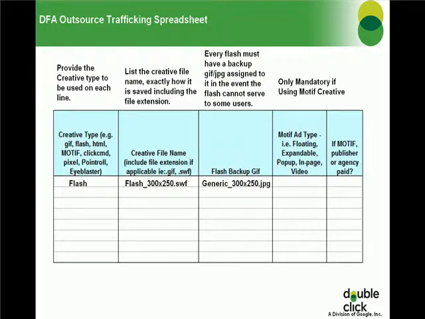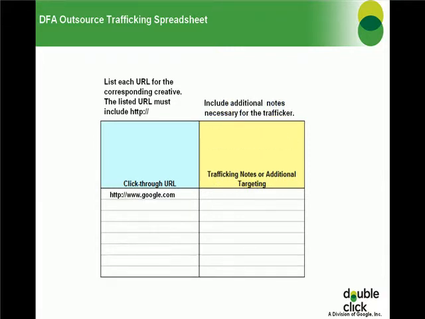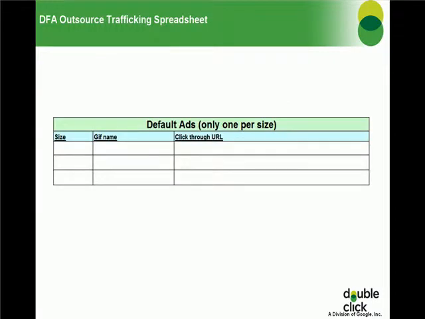The last two columns are only mandatory should your creative be a rich media, in which case you would indicate the type of rich media ad and whether we should bill the agency or the publisher. Every banner should have the ability to click through to a landing page. Here is where you would indicate that landing page URL. Should you need to communicate anything further to the traffickers that you don't find a column header for, then go ahead and add it to the trafficking notes.